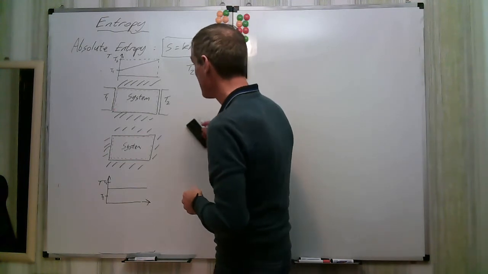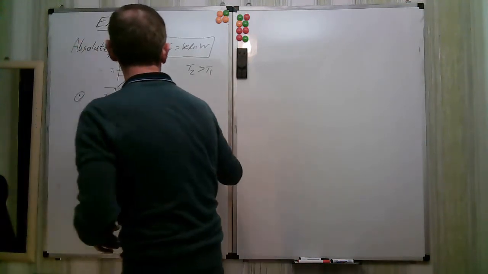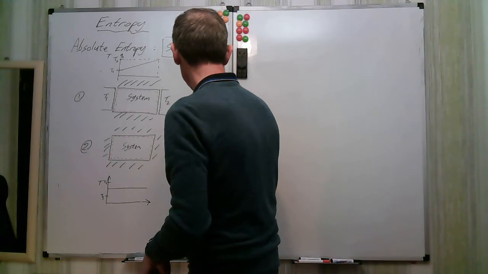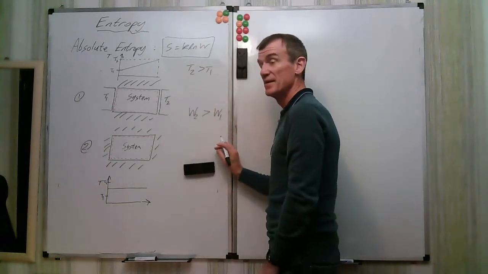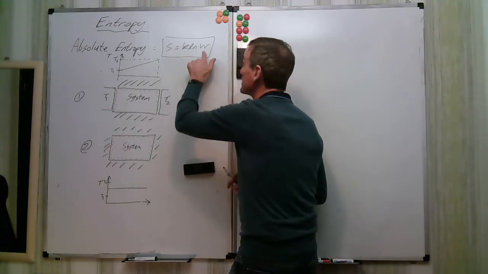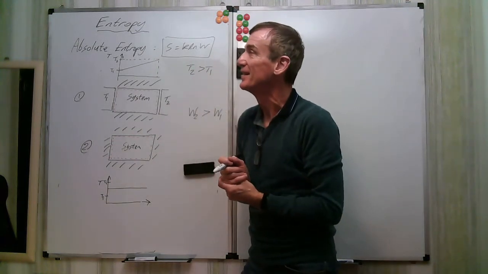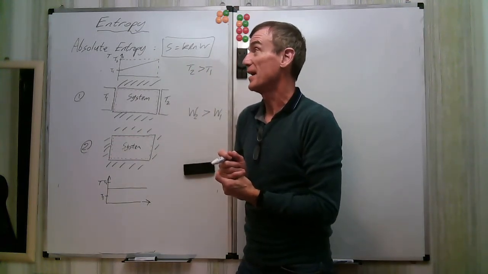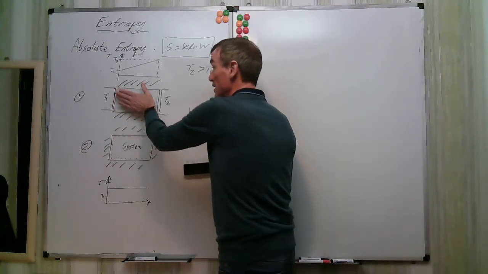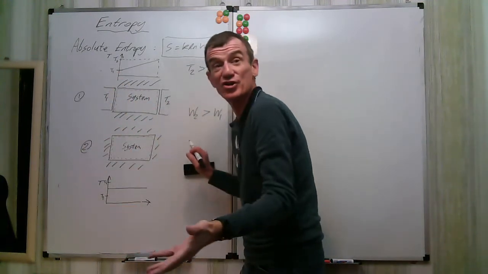So this is state one, and this is state two, and what we're going to find is that W2 is generally greater than W1. W is how many possible ways you can arrange things to ensure the same total energy. In fact, the energies have not changed. As soon as I isolated this system, there's no energy loss. It's got the same energy.